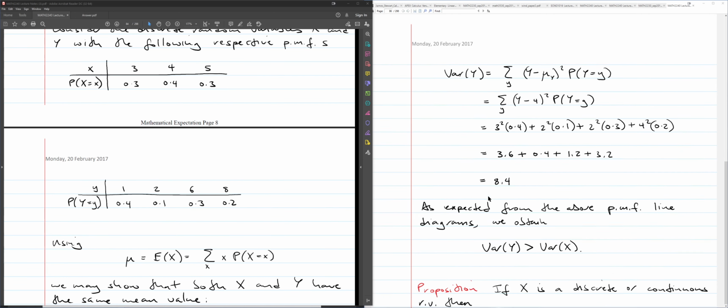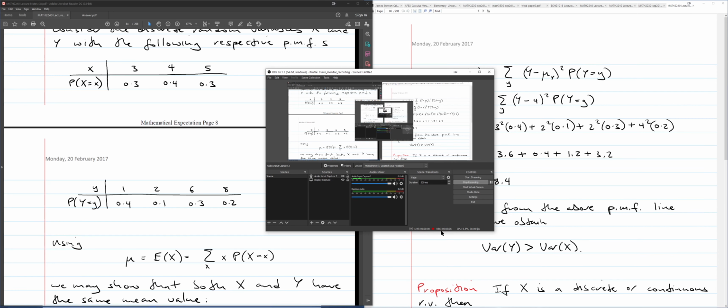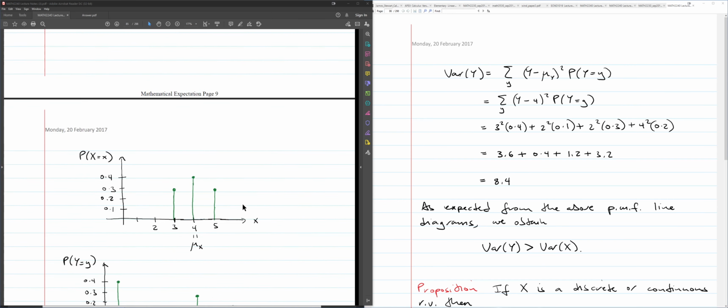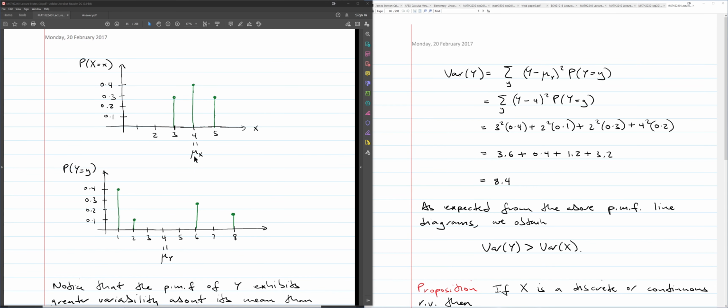Alright, so the variance of x we worked out to be 0.6, and the variance of y we worked out to be 8.4. So we've seen that the variance of y is bigger than the variance of x. And when you look at the line diagrams for x and y, we notice that the possible values for the random variable x are closer to the mean, and in the case of y, the possible values for the random variable are actually further away from the mean.